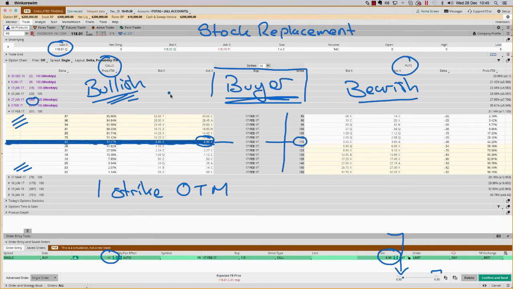And that's it, folks. That is our stock replacement strategy. Very simply, take what you've done previously and decide on your direction. If you're bullish, you would do this on the call side. If you're bearish, you would do it on the put side. And all we're doing is buying one strike, the first strike, out the money. And the last thing that we're doing is checking that we've got the best price by making sure that we're buying on the mid price. And that's it, folks. That is our stock replacement strategy.